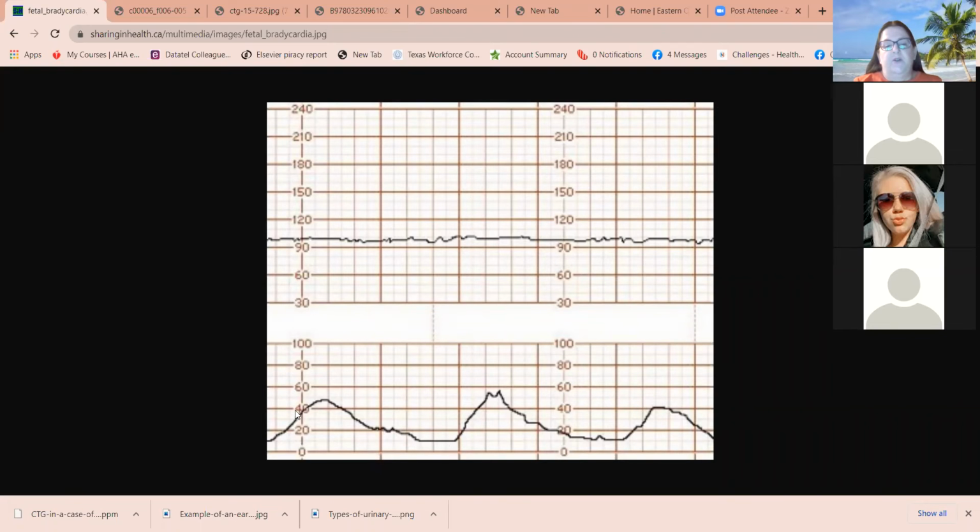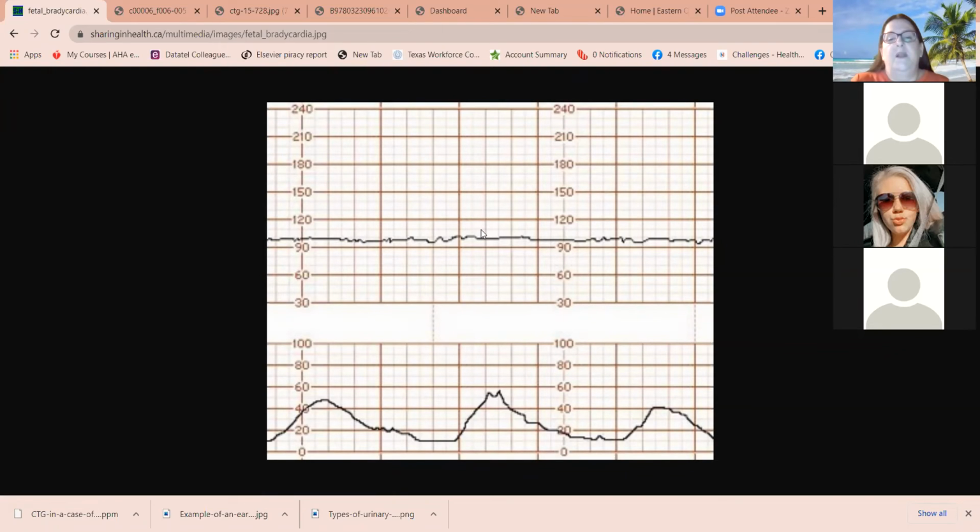If this were internal, that would be up to 50 to 60 millimeters of mercury with a resting tone of 10, right? Now, fetal heart rate. What can you tell me about this fetal heart rate? Bradycardia and minimal variability. Okay. So bradycardic at 100 beats per minute with minimal variability. This you may see when they're post-term sometimes.